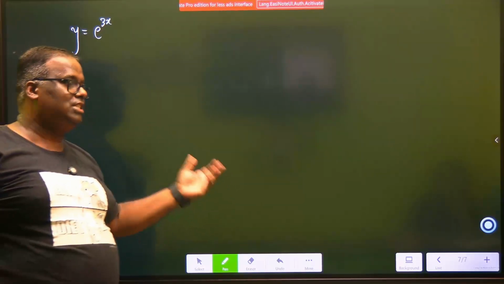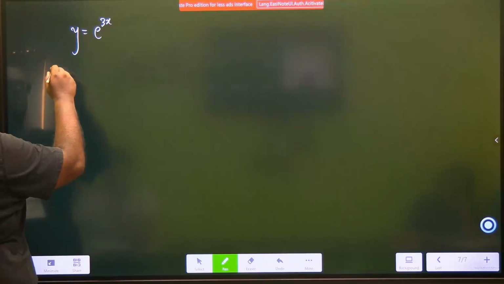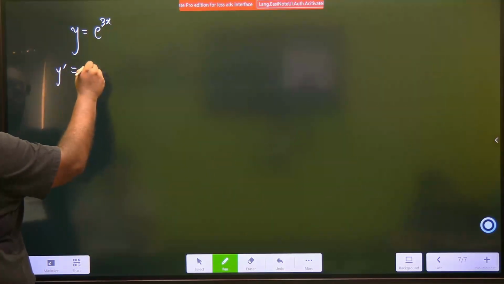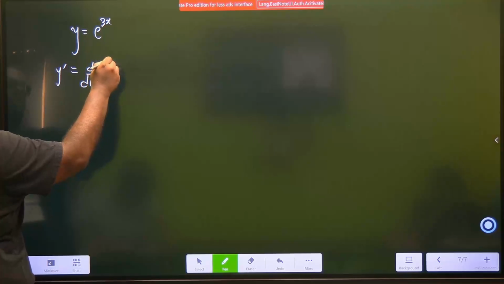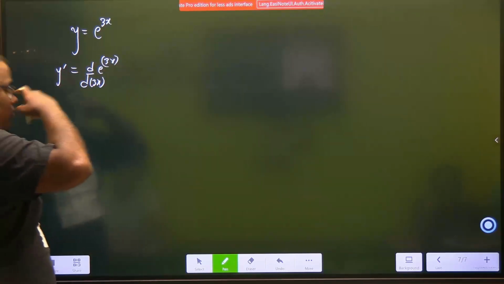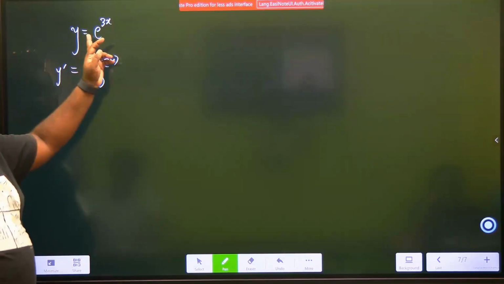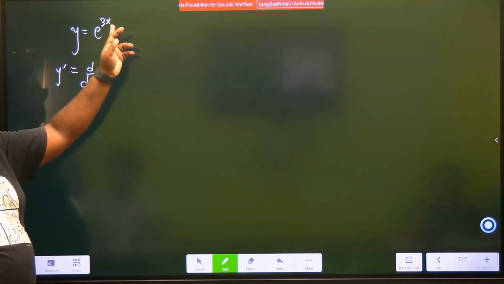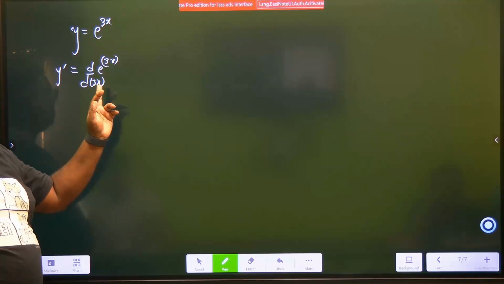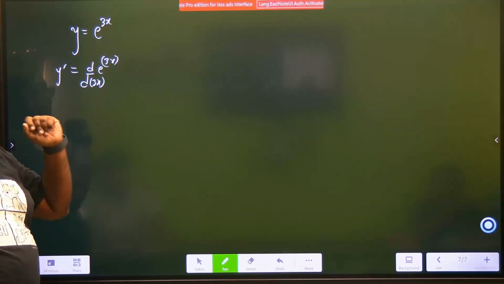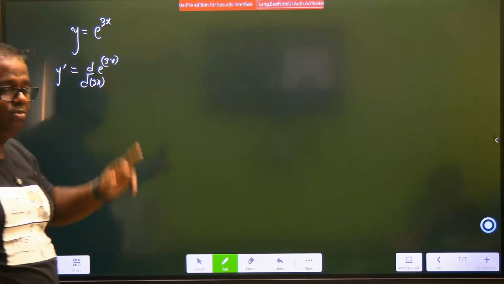Quadratic's differential is linear. Linear's differential is constant. So this becomes y dash is equal to d/d(3x) of e to the power 3x. I think you have still not got the logic. The logic is, this is a function of some dog. You have to differentiate it with respect to dog. But the standard formula is that dog is x. So you just can't use the standard formula, whereas the formula is valid.